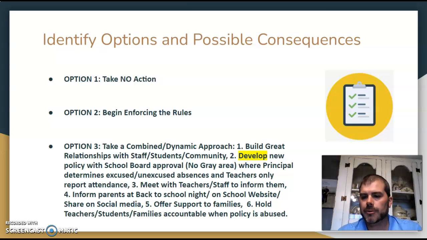Number five, we're going to offer support to families for any reason that they may be absent. We're going to work together with social services and the juvenile system to offer this support to these families. Number six, we're going to hold teachers, students, and families accountable when a policy is abused.